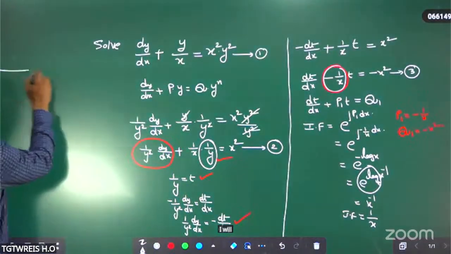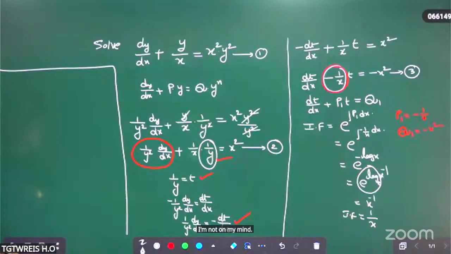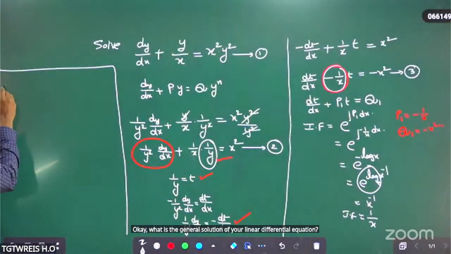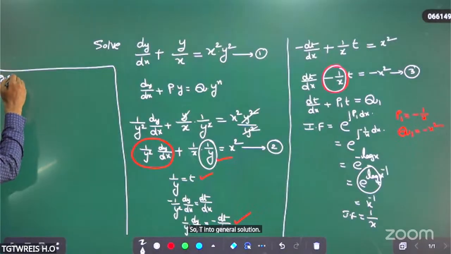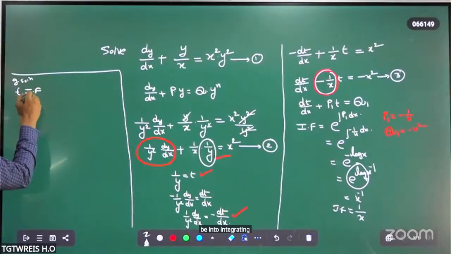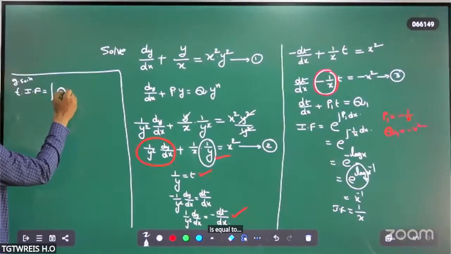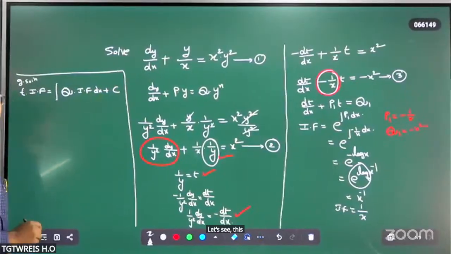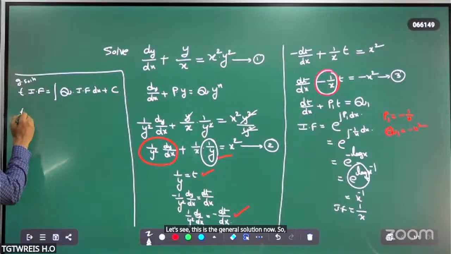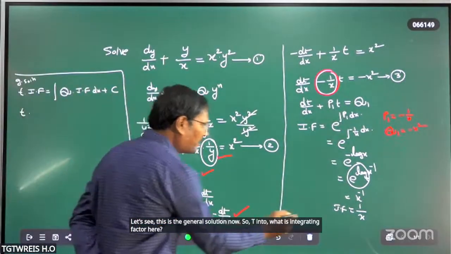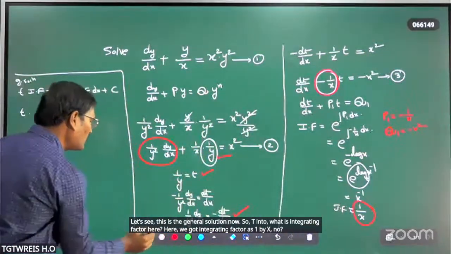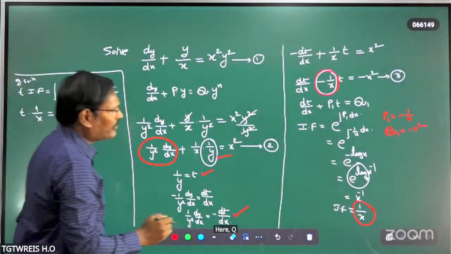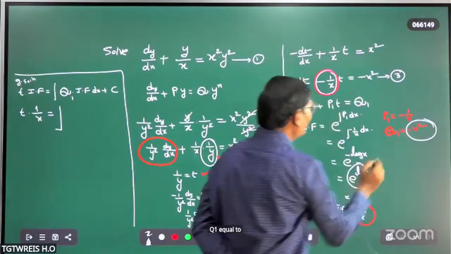I will write the solution here. What is the general solution of a linear differential equation? T into integrating factor is equal to integral Q into integrating factor dx plus C. This is the general solution. So t into the integrating factor, which here is 1 by x, is equal to integral of Q1, where Q1 is equal to minus x square.